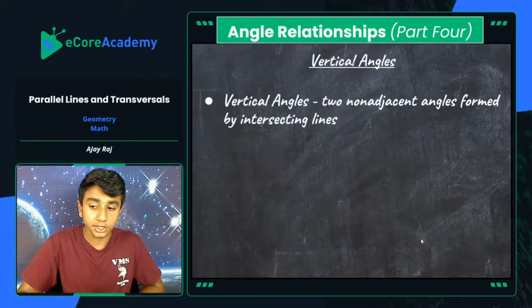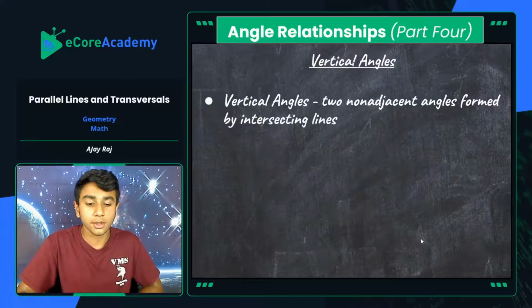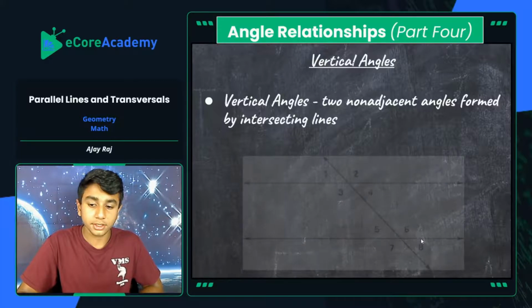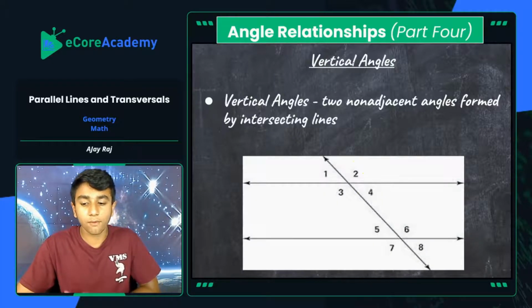So they do not share the same side, and only 2 pairs of angles in a 4 angle pair when a transversal intersects one parallel line, there will only be 2 pairs of 2 vertical angle pairs of those 4 angles, and they're going to be formed by, of course, your intersecting line. So if we look here, there's going to be 4 vertical angle pairs formed here.